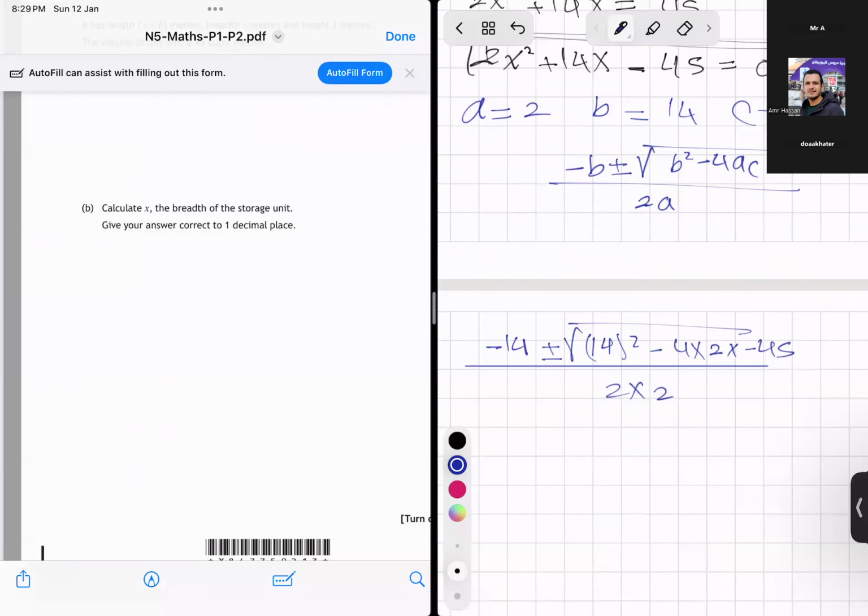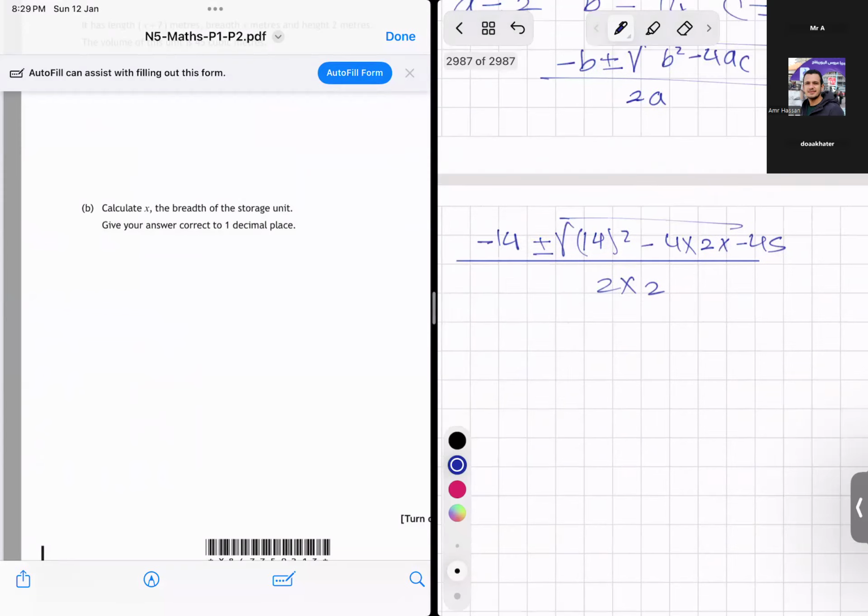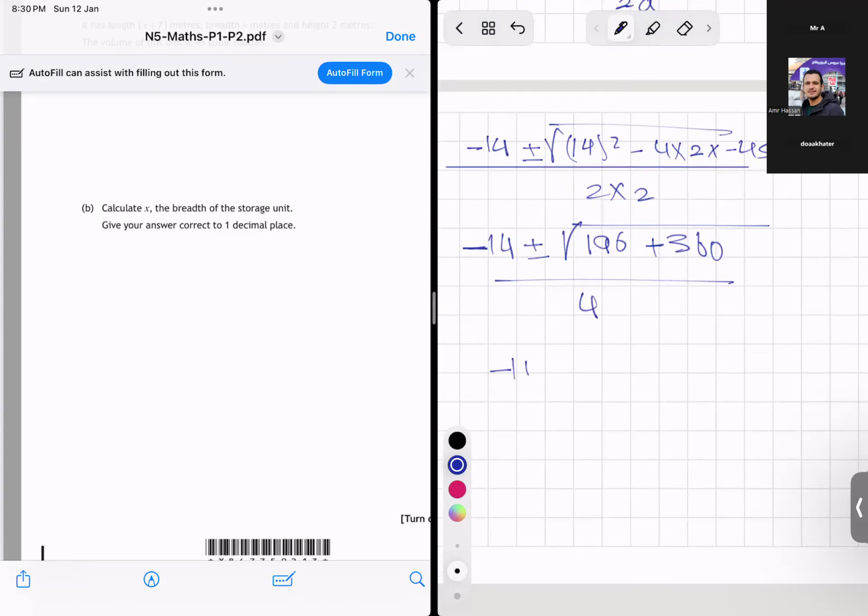I think it's easy, right? Yeah. Okay. So this one, it sounds like negative 14. Let me write it. Positive or negative? No, this one's going to be 196. Yeah. Plus, need to turn this one into plus. Times 45 is 90. Times 2 is 360. Divided by 4, right? Yeah. Also going to be negative 14. Positive or negative? Square root.